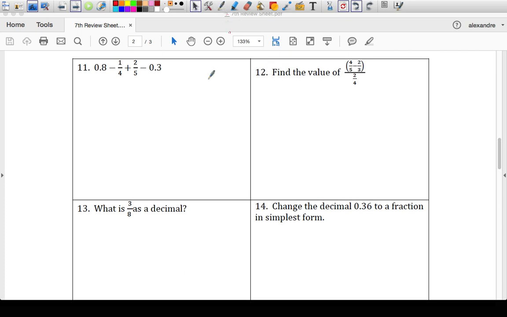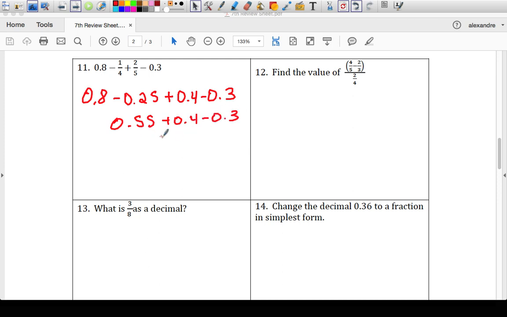Okay, so we gotta add, so you can change everything to decimals if you want. You could actually, but let me do it two ways. So you can get 0.8 minus 0.25 plus 0.4 minus 0.3. Look how nice it is when everything's decimal. So 80 cents minus 25 cents is 55 cents, so you get 0.55 plus 0.4 minus 0.3. So 55 cents plus 40 cents is 95 cents minus 0.3, which is 0.65. Okay, so much easier if you change everything to decimals.